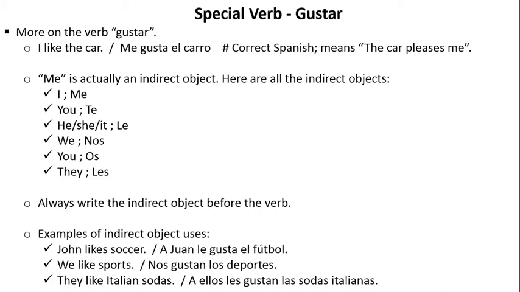So some examples of indirect object uses would be, John likes soccer. A Juan le gusta el fútbol. We like sports. Nos gustan los deportes. They like Italian sodas. A ellos les gustan las sodas italianas.